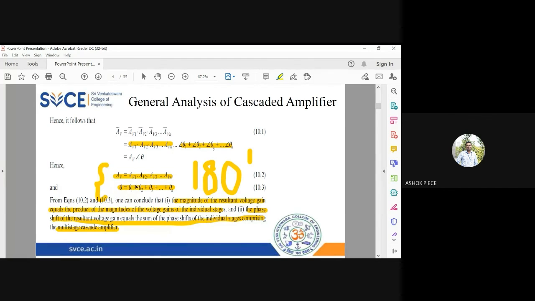The phase angles may be negative, but I am just adding everything. Generally, even subtraction is done by addition, right? So 3 minus 2, I can write as 3 plus of minus 2. Any operation we can write in terms of addition. So I am writing that the total phase angle theta is given by adding all the individual phase angles of the n common emitter amplifiers.